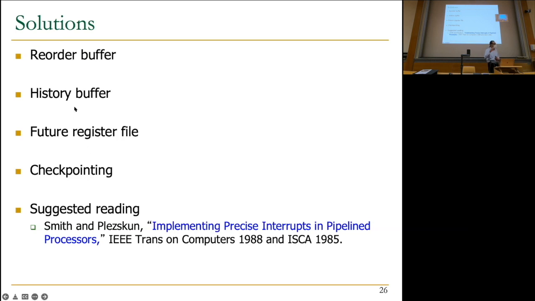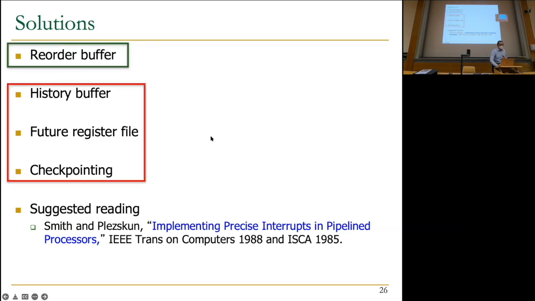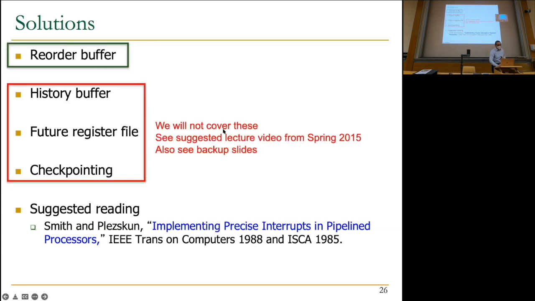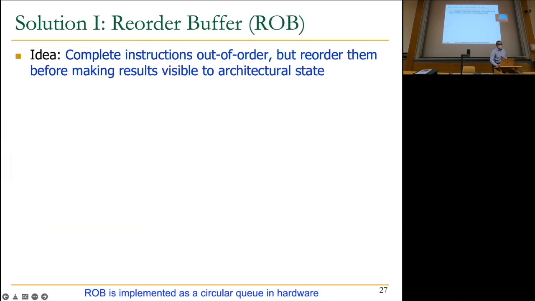History buffer is not as much used today. But when we talk about out-of-order execution, we may go back and talk about the future register file a little bit, because you need it in out-of-order execution. So let me give you the basic idea of the reorder buffer, and then we're going to take a break. As I said, we will not cover these. The basic idea is actually very simple.